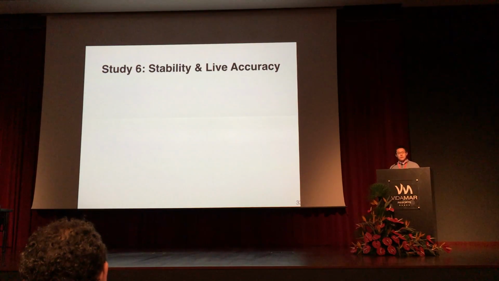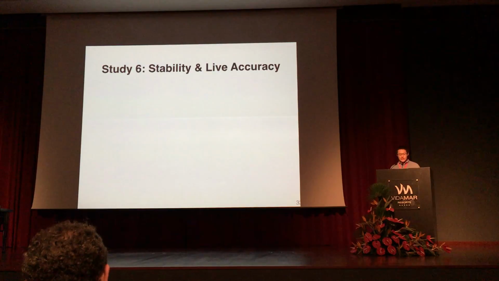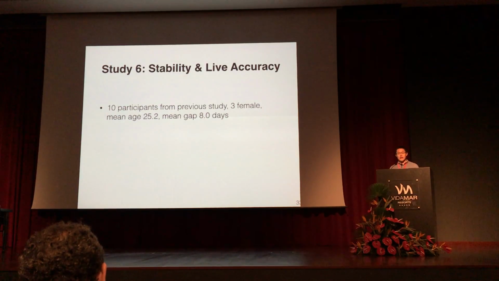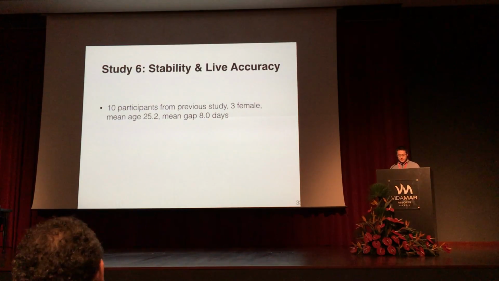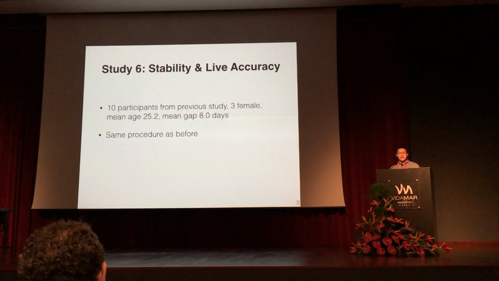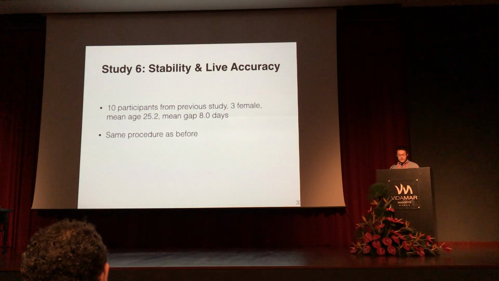We were also interested in how CapAuth performed over time. We asked 10 of our participants to return for a follow-up study several days later, with a mean gap of 8 days. Using all the handprint data collected in the previous study, we initialized our smartphone, a Nexus 5, with participant-specific authentication and identification classifiers.